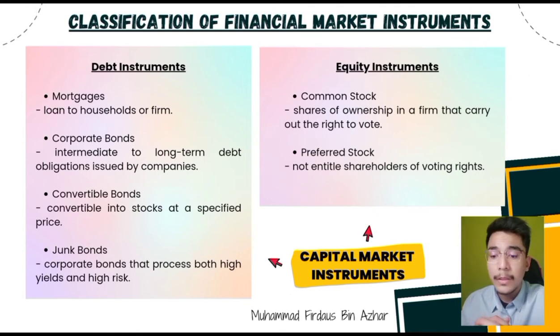And then the third one is convertible bonds. Convertible bonds are convertible into stock at a specific price. Then the last one is junk bonds. Junk bond is a corporate bond that possesses both high yields and high risk.